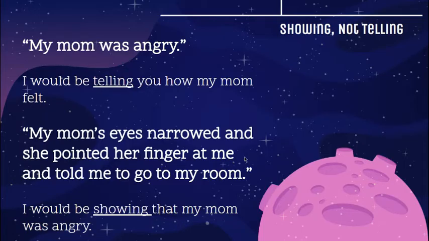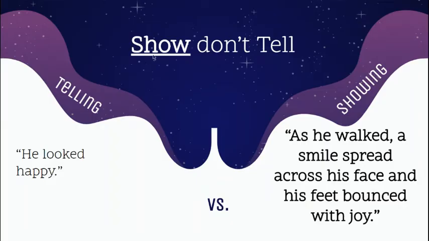So let's look at another example. Remember, we are showing. We don't want to just tell. Here's another example of just telling. He looked happy. That's a boring sentence. That's too simple. You're in 5th grade now. This is a sentence that would be good for a 1st grader. You need to be making sentences that are complex and interesting.